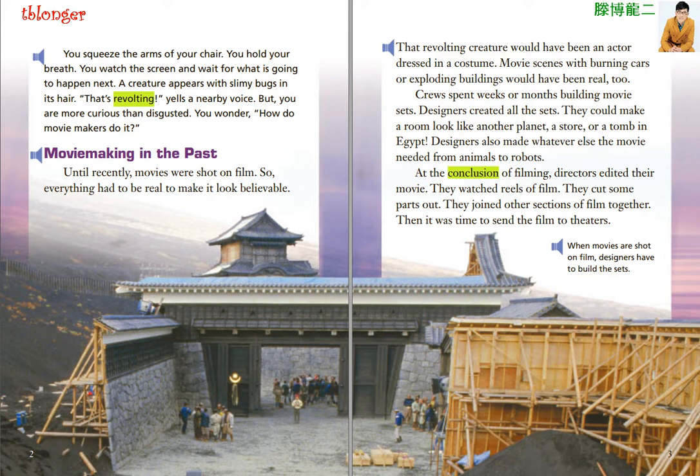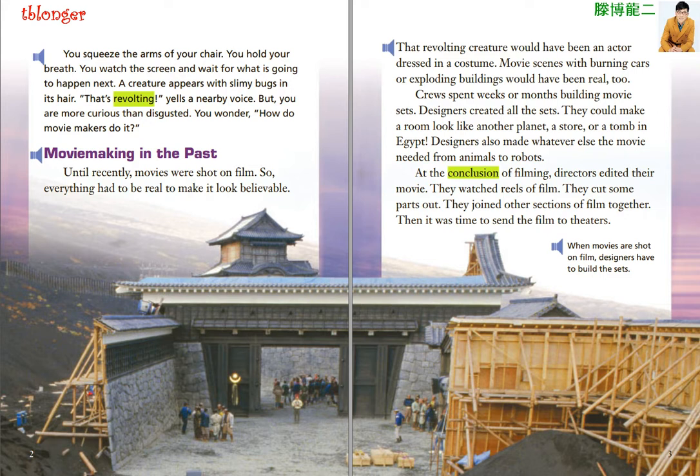Movie making in the past. Until recently, movies were shot on film, so everything had to be real to make it look believable. That revolting creature would have been an actor dressed in a costume. Movie scenes with burning cars or exploding buildings would have been real, too. Crews spent weeks or months building movie sets.